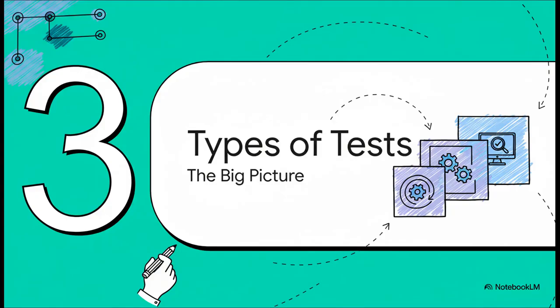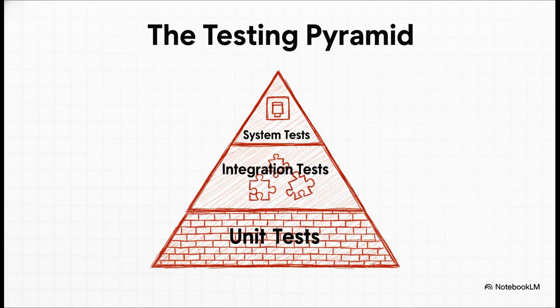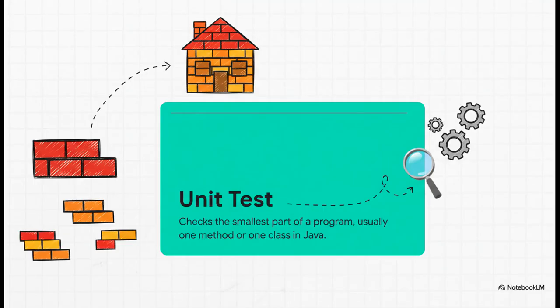Okay, to really get the big picture, we need to see where these unit tests fit into the grand scheme of things. People often talk about this testing pyramid. Way up at the top, you've got big system tests that check the whole application. A little lower, you have integration tests that see if different pieces play nicely together. But what's holding it all up? A huge, solid base of unit tests. They're small, they're super fast, and they are our foundation. That's our focus, and that's exactly where we're digging in today.